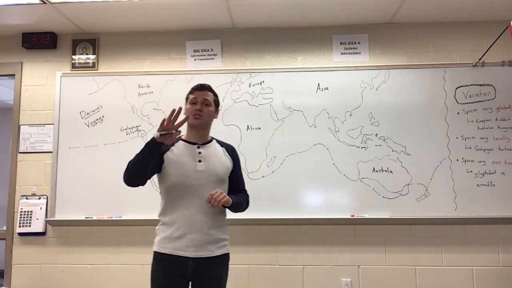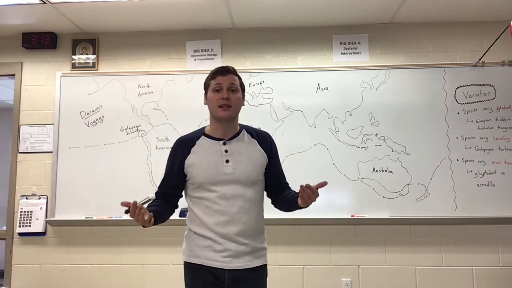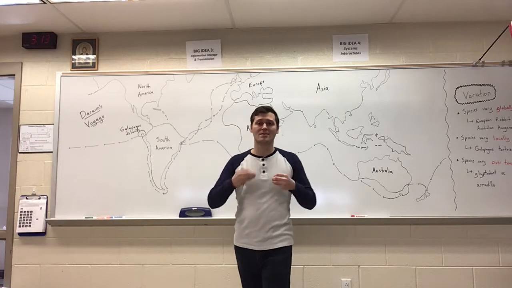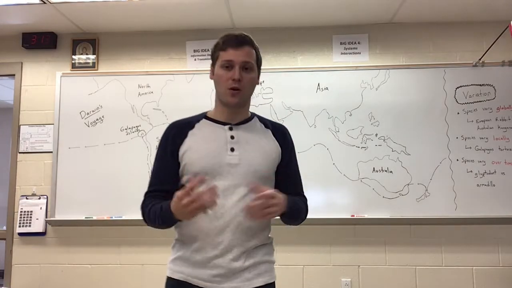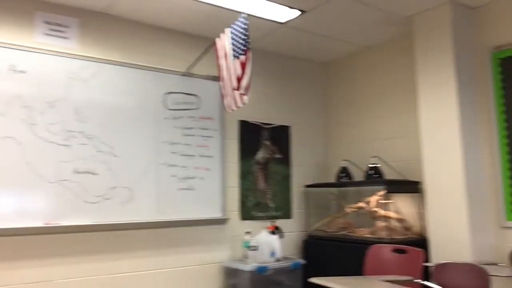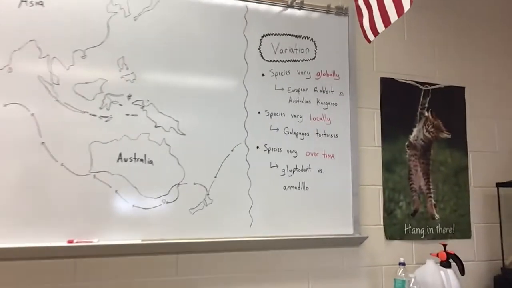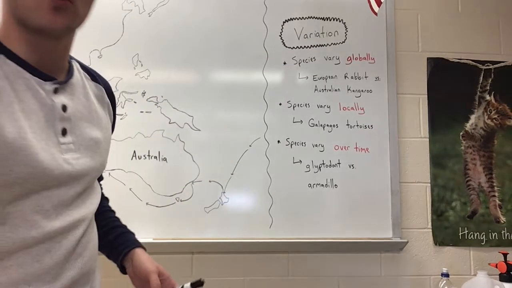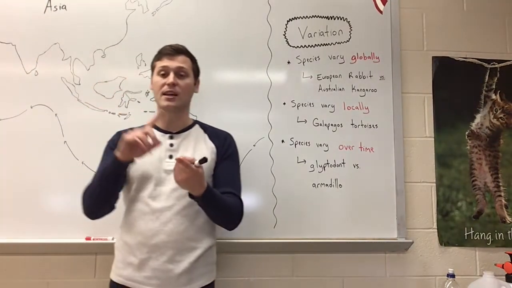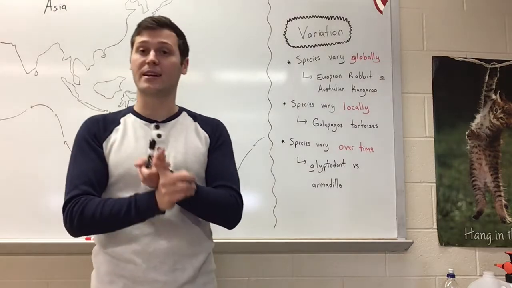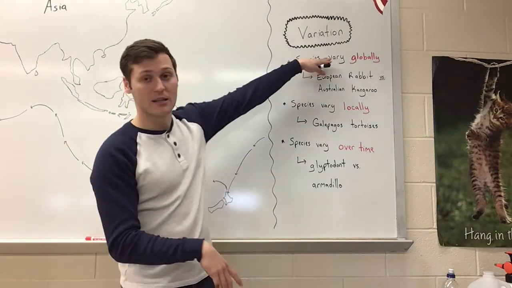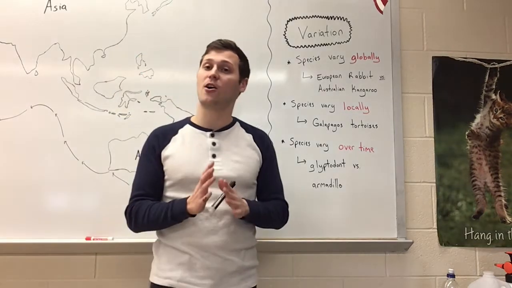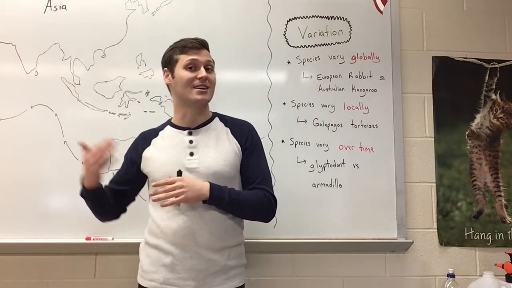But I do want to mention 3 big observations that he made. And they all tie into this one concept of variation. So he noticed that species varied all over the world, and not only all over the world, but they also varied locally. So they varied globally, they varied locally, but they also varied over time. So the species that we saw in the past were not the species that we were seeing today.